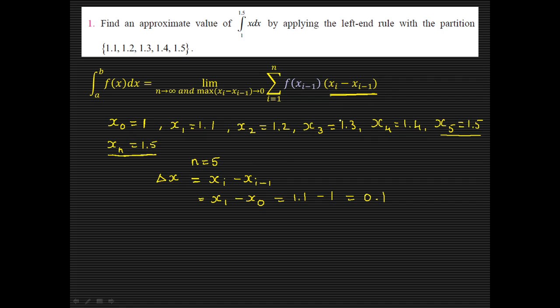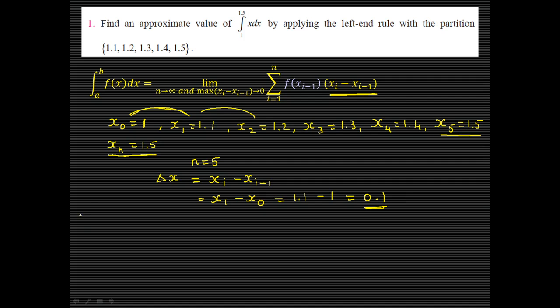This is the length of each interval. If you take x0 and x1, you get the length 0.1. If you take x1 and x2, you get the same, because it is split in equal lengths. The lengths of the subintervals will be the same. That is why delta x is equal to 0.1.